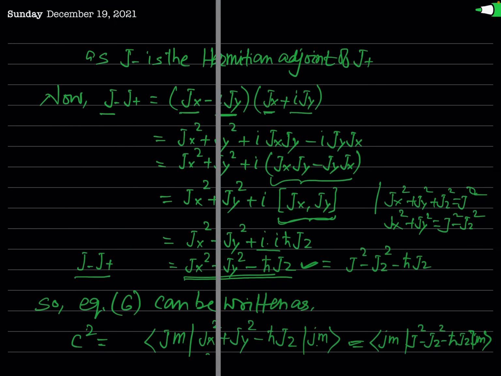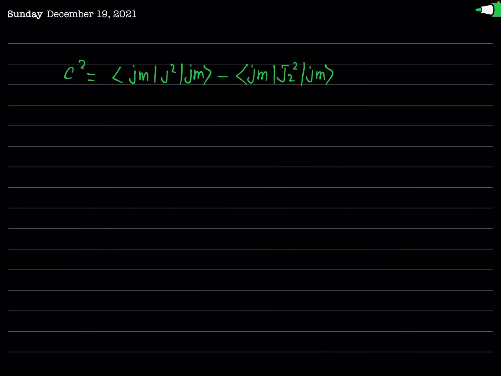And what will be the last term? In the last term you can see there is minus h bar Jz. So this can be written as minus h bar, this is a constant factor, and this is <J m| Jz |J m>. You can write it like this. Now you can see what this is.